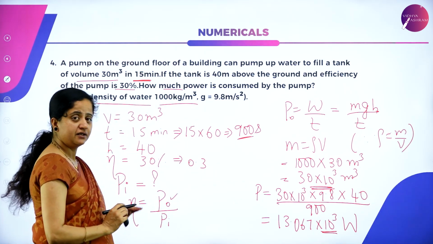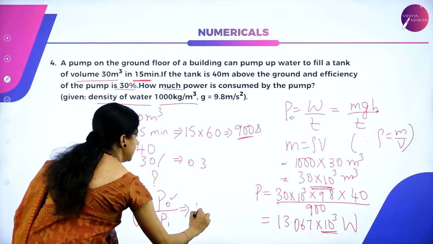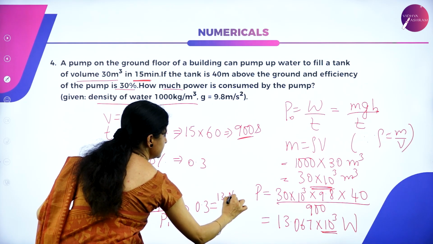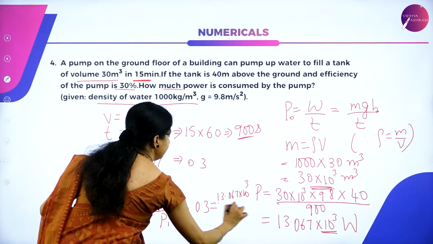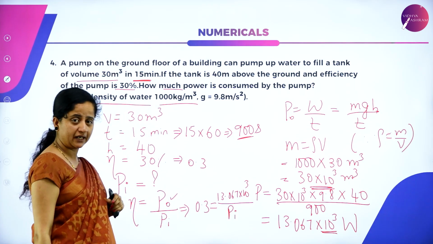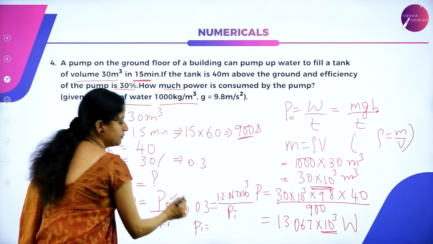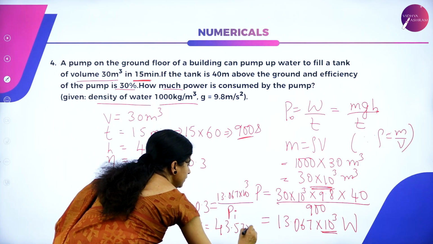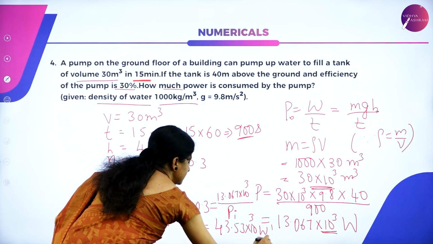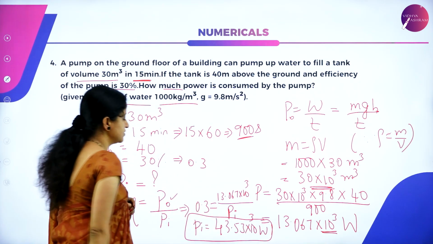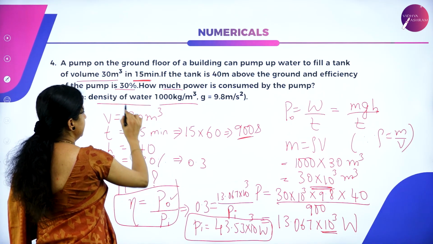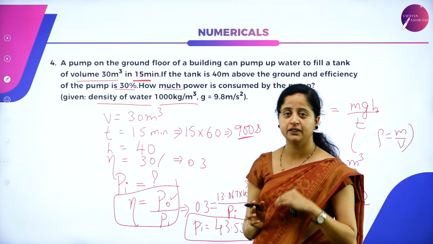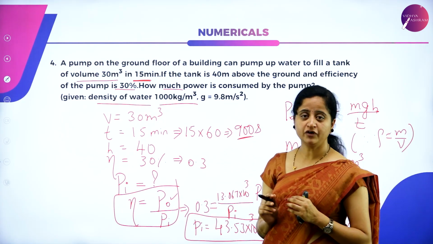Here in this formula, we can substitute the efficiency as 0.3, which is equal to the power calculated, 13.067 into 10 power 3, divided by the power consumed that we have to calculate. So, the power consumed from this formula is calculated as 43.53 into 10 power 3 watt. So, this is how you have to make use of the formula of efficiency in calculation of the power consumed by the pump to pump up the whole of water to a tank which is 40 meter above the ground level.